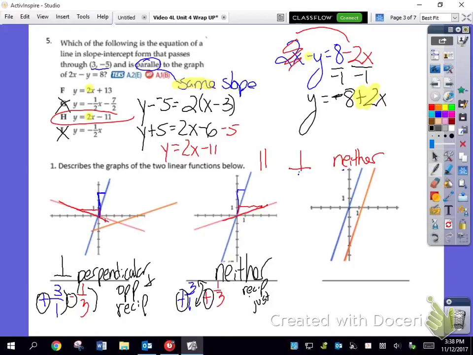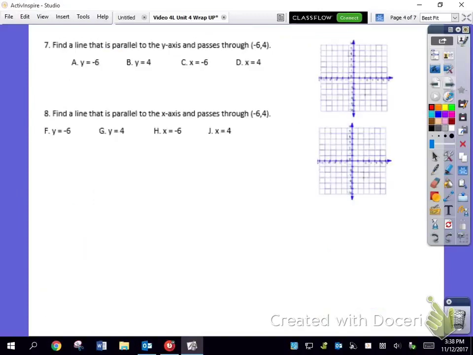And the last one, the blue one, is up 3 over 1, so positive because it's increasing. And the red one is also up 3 over 1, so they are exactly the same. If they have the same slope, then they are parallel. So definitely parallel. Number 7, find a line that is parallel to the y-axis.